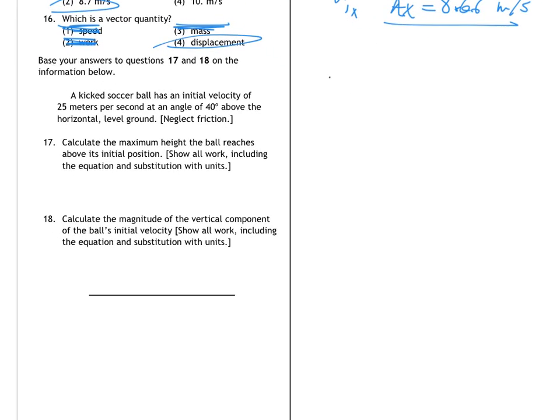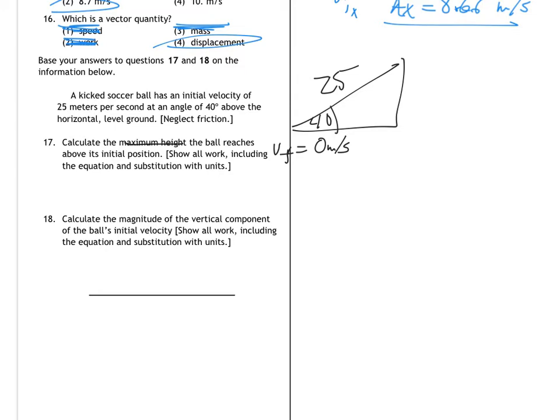We have a soccer ball, and it's kicked at 25 meters per second at an angle of 40 degrees above the horizontal. And number 17 asks for the maximum height that the ball reaches. The thing that I'd like you to remember when you're asked a question about maximum height is that you can say that the VF in that case is 0 meters per second. So let's go ahead and solve for that.